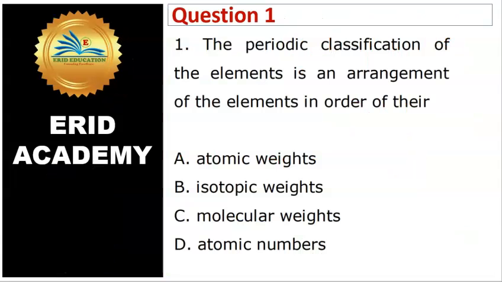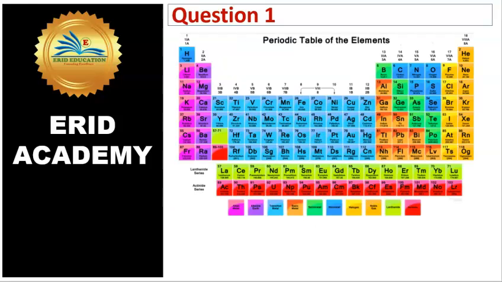Let's consider question 1. The periodic classification of the elements is an arrangement of the elements in order of their: A, atomic weight; B, isotopic weight; C, molecular weight; and D, atomic number. So this question tests your understanding of the basis on which the elements in the periodic table are arranged. Basically, elements in the periodic table are arranged in order of increasing atomic number.